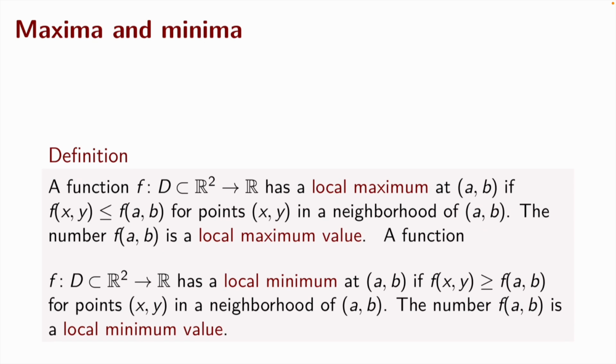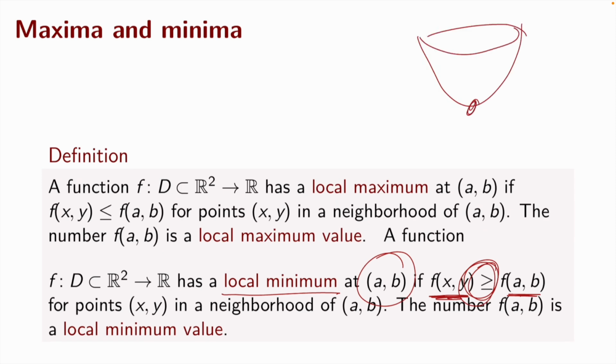In the same way, the function will have a local minimum at the point (a, b) if for the points around (a, b) the value of the function is always greater or equal than the value at (a, b). So the value at (a, b) will be the minimal possible. This will be like the smallest one. All the other values will be bigger than the value at exactly (a, b).